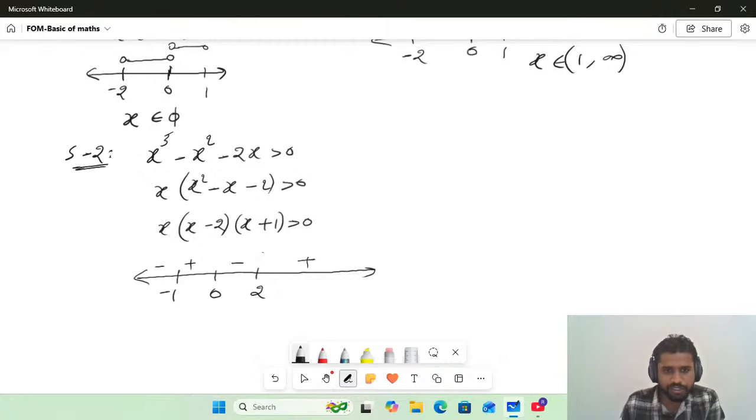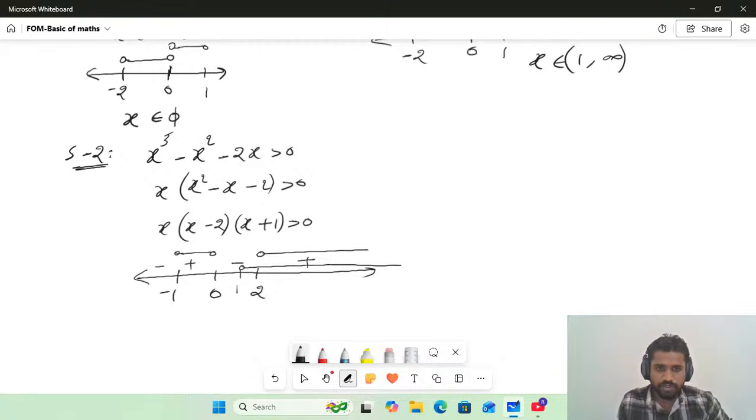So positive interval you need to take, right? So from 0 to infinity and from minus 1 to 0. This is step 2. Step 2 is from minus 1 to 0 and from 2 to infinity. And what is step 1 here? Step 1 is from 1 to infinity. So what is the common part for these two intervals? Common part for step 1 and step 2.